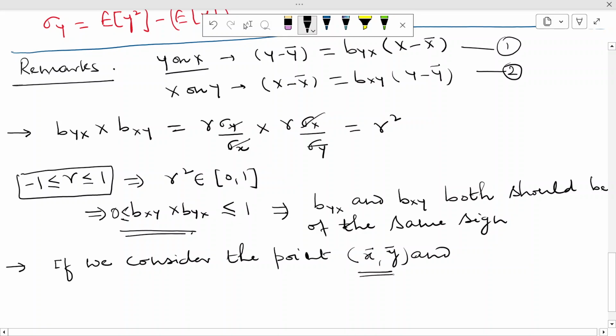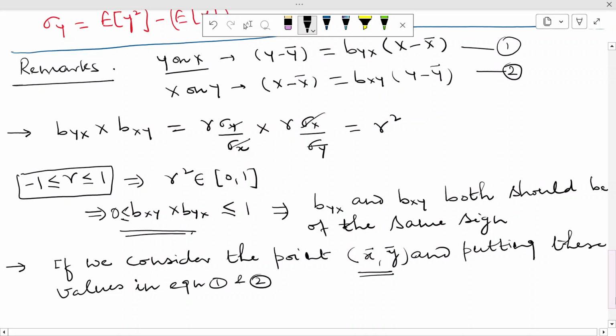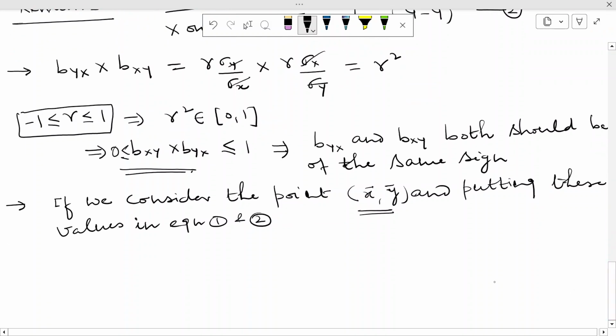So this is a point on the plane where the value of x is x bar and the value of y is y bar, and putting these values in equation 1 and 2, you can easily check that you will get 0 is equal to 0.